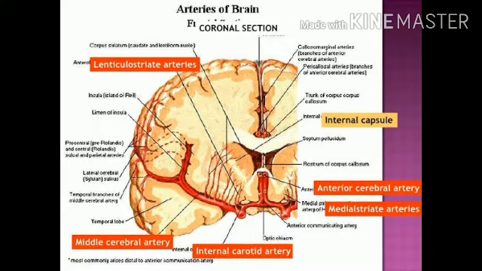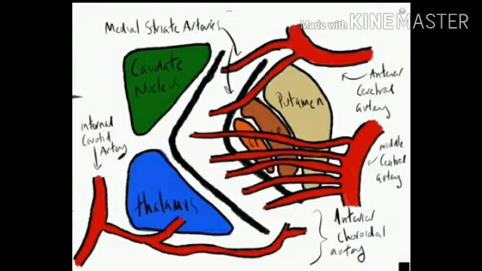M1 is the horizontal section which reaches from the internal carotid artery to the lateral fissure. M2 is the insular portion of the middle cerebral artery. M3 reaches from the top of the lateral fissure to the cerebral cortex. M4 is completely cortical, supplying the surface of the cerebral cortex.